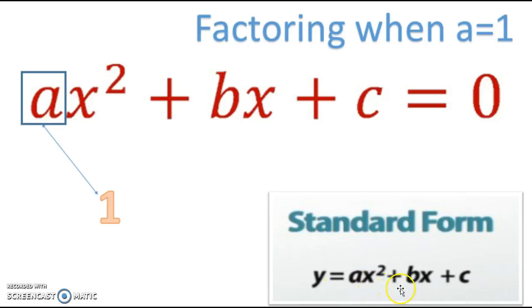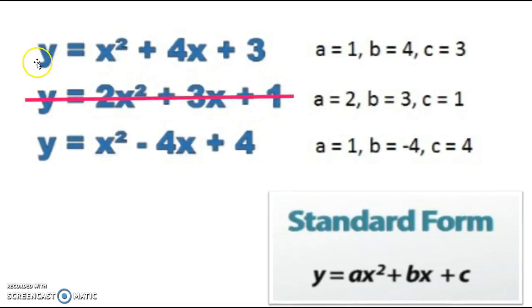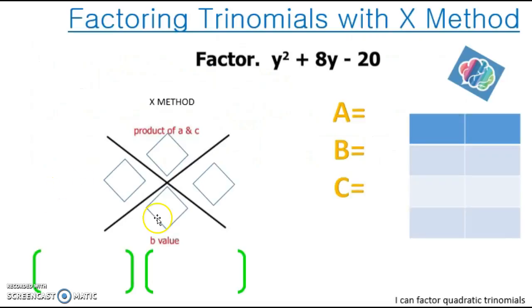Y equals ax squared plus bx plus c. So we set it equal to 0 to find our factors. In this video, we're only going to deal with the quadratics when a is 1. For example, you'll see in the first and the third quadratic, the a value is 1. We will go over the asterisk method when the a value is more than 1.